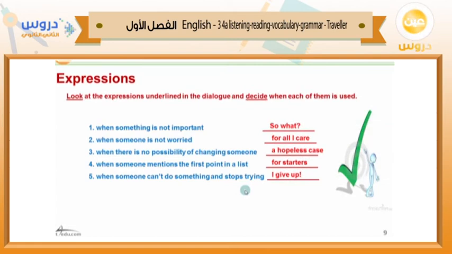So here are the answers. When something is not important, we say, okay, so what? When someone is not worried, we say, for all that I care, or for all I care. 3, when there's no possibility of changing someone, you say this someone is a hopeless case. And 4, when someone mentions the first point in a list, you say, for starters. 5, when someone can't do something and stops trying, he gives up, and you say, I give up, I stop. I'm not going to do this anymore.